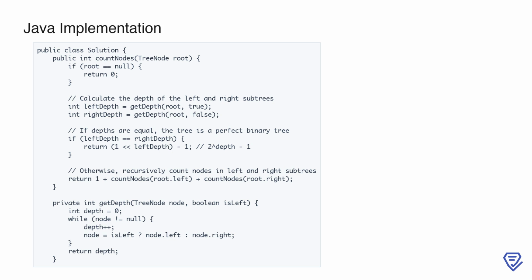Once we have the depths, we check if the left and right depths are equal. If they are, it means the tree is a perfect binary tree, and we can directly calculate the total number of nodes using the formula 2^(depth+1) - 1, which is implemented here as 1 << (leftDepth + 1) for efficiency. If the depths are not equal, the tree is not perfect, so we use recursion to count the nodes in the left and right subtrees, adding 1 for the current root node.